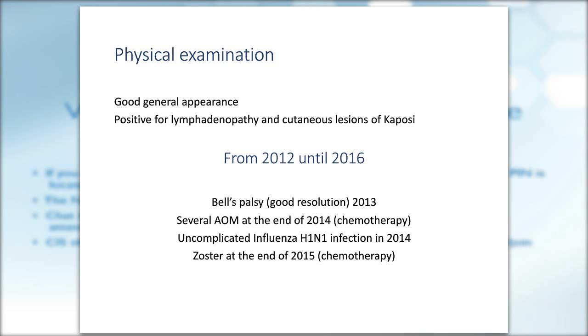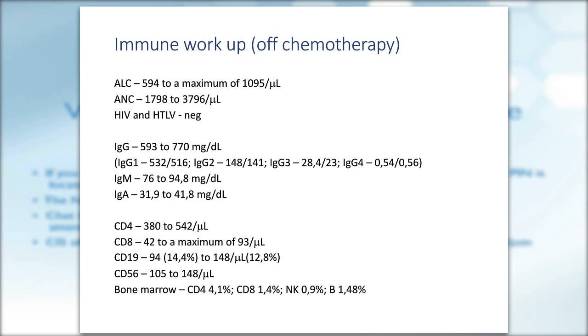On his physical examination, he is in good appearance. He had skin lesions compatible with Kaposi sarcoma and some palpable adenomegalies, and just that. I've been following this patient since 2012 until now, and it's noteworthy that during this time he presented viral infections without severity when he was not on chemotherapy, but he had 4 acute otitis media in 2014 and 1 episode of zoster in 2015, all of them during chemotherapy.